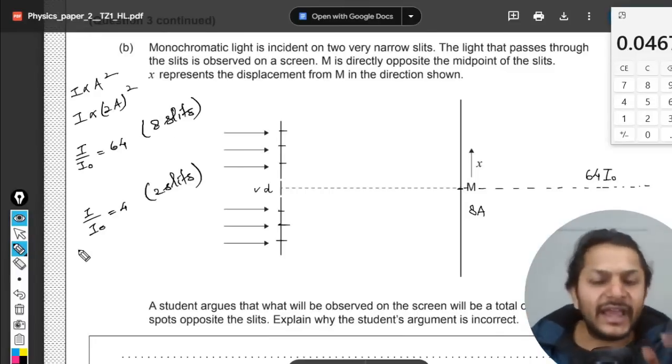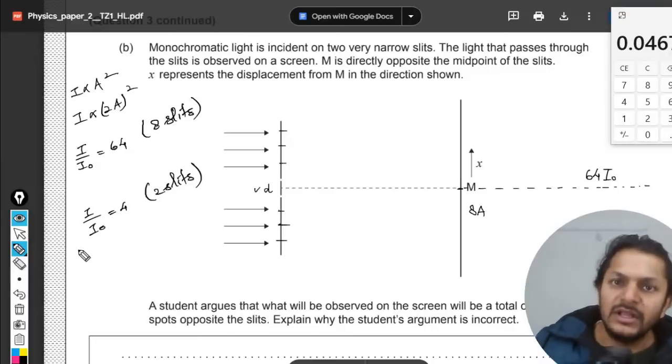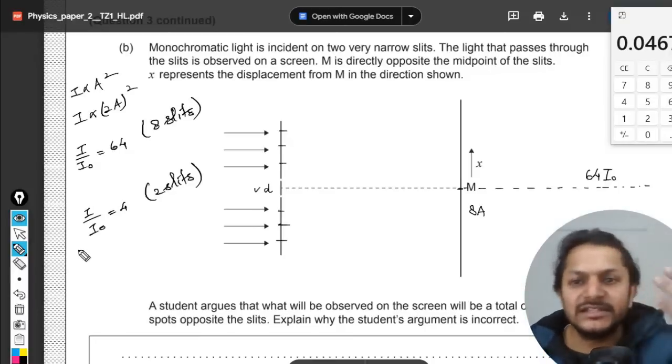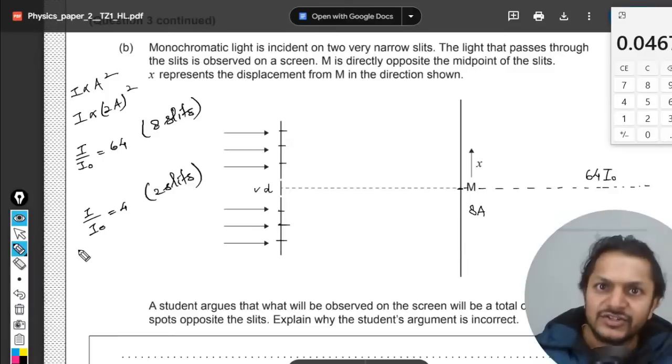And mind it, 8 is just an example. They are saying many slits. This is what happens when you have many slits.